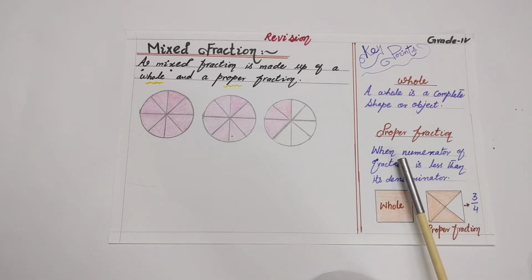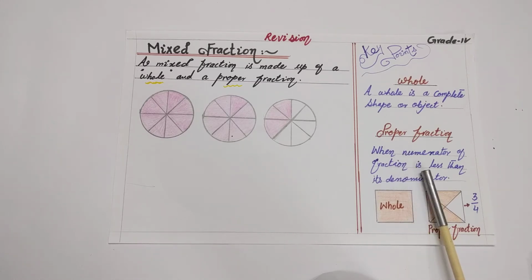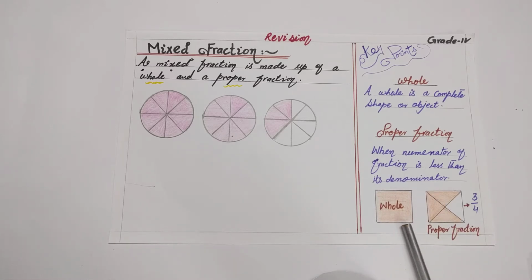So what is proper fraction? When numerator of the fraction is less, meaning smaller, than its denominator, then that is called proper fraction. So here are two shapes. One is about the whole and second is about the proper fraction. What is a whole? Whole is actually a complete shape. The colored part shows that this one is a whole without any cutting, without any partition. Now its whole is in its original shape. That's why this complete shape is called whole.